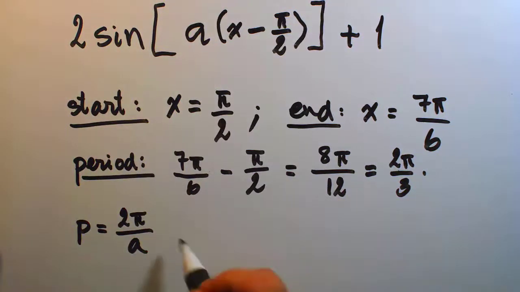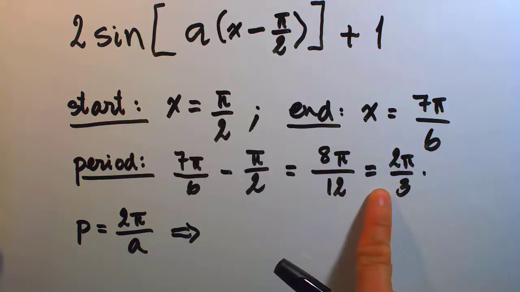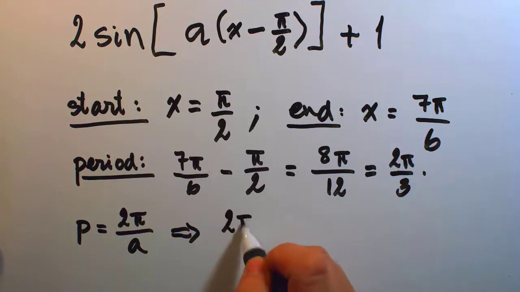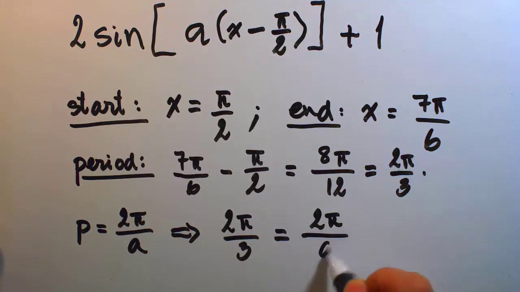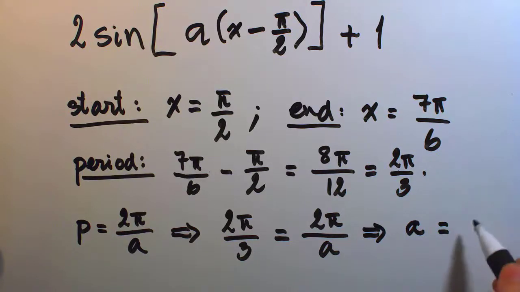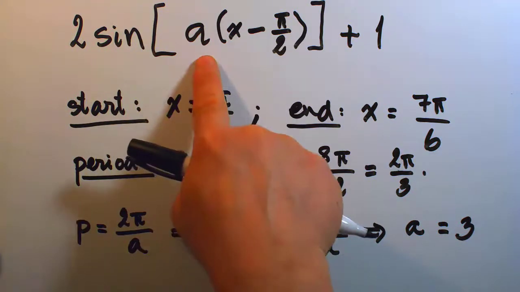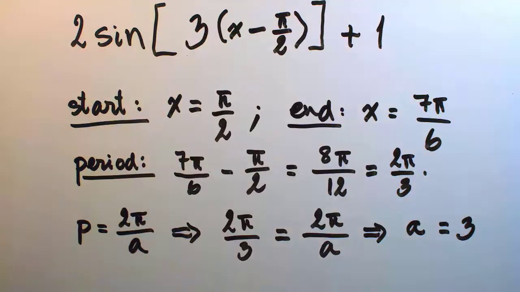And so that means back in this formula we already calculated our period according to start and end. Here is a total period of 2 pi over 3. So we're looking at 2 pi over 3 equals 2 pi over a, according to the formula. And that implies that our a value has to be 3, after solving this equation. And so now we're going back to this coefficient and filling it in, that it's going to be a 3.